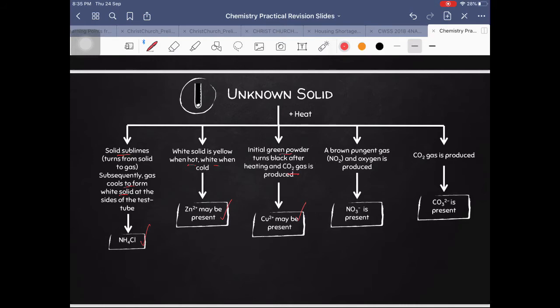And if you heat an unknown solid and a pungent brown gas is produced and oxygen gas is also produced at the same time, a nitrate ion is present in the solid. And if you heat the solid and carbon dioxide gas is produced, carbonate ions are present in this solid.